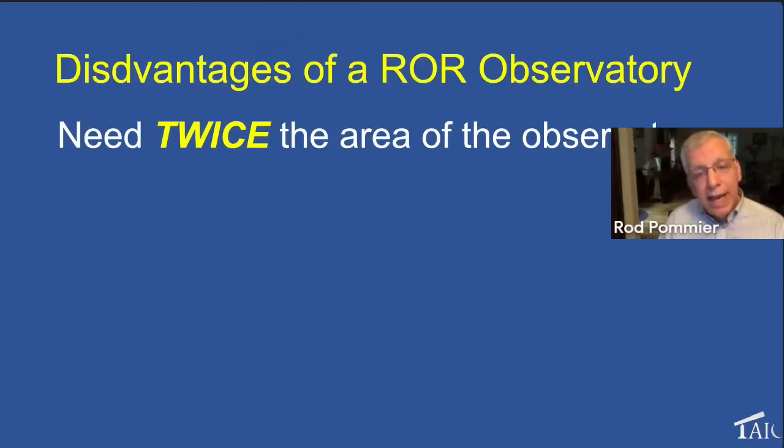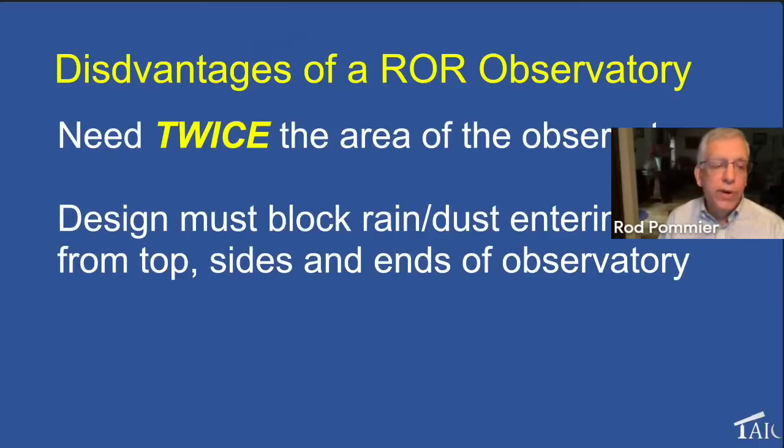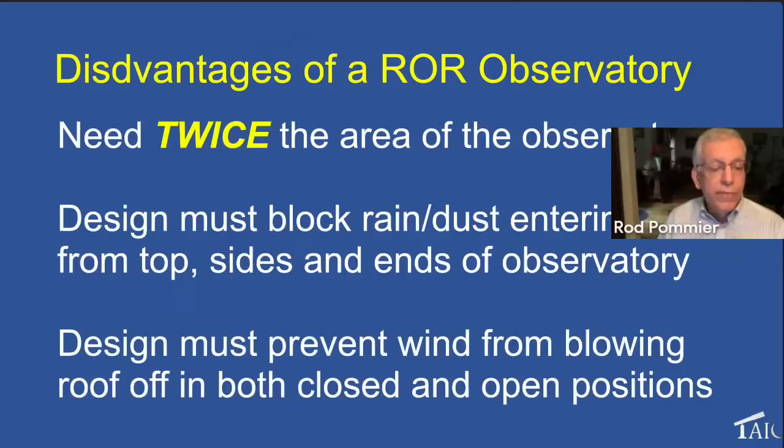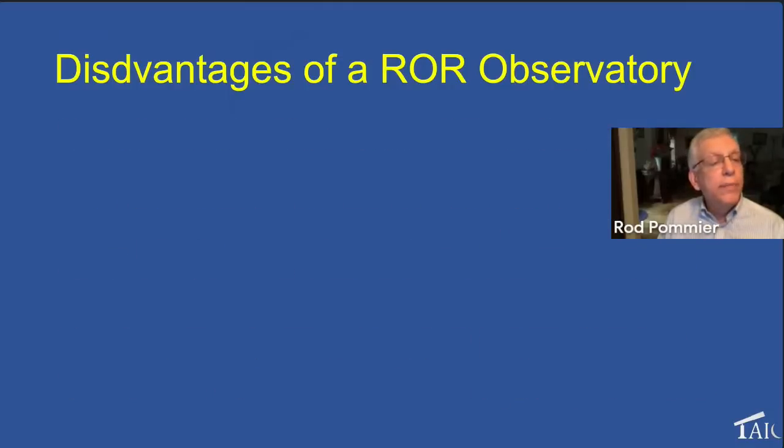For one is that you have to have a place to store the roof when it comes off the observatory, which means you need twice the area of the actual observatory. It isn't such a simple matter to have a roof that goes on and off. It has to block the rain and the dust from getting in from underneath that roof on top of the building from both the top, the sides, and the ends. And that can take some complicated baffling and construction. And the design has to prevent the wind from blowing that roof off when it's in both the closed and the open positions. And again, that can be a little bit difficult to achieve.